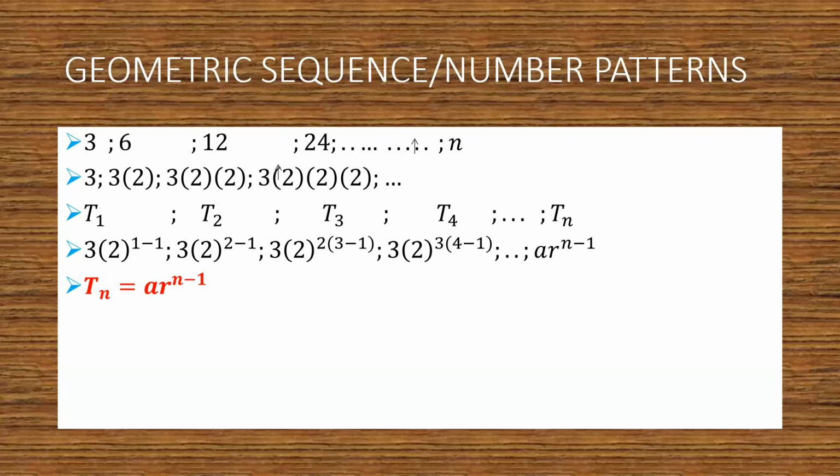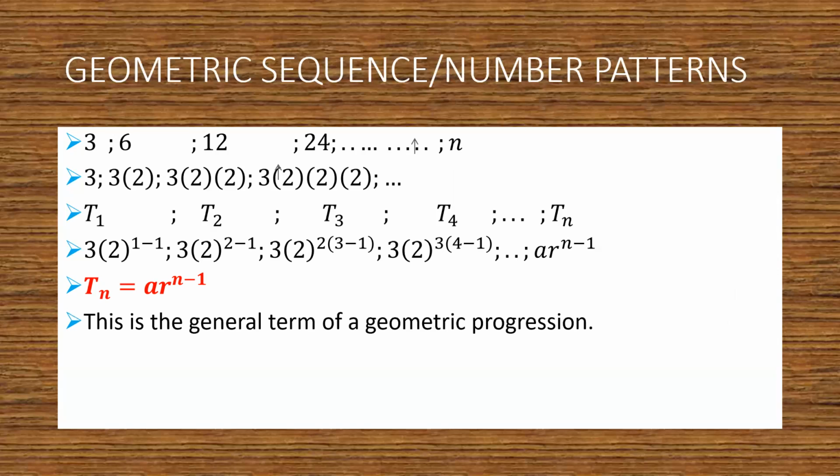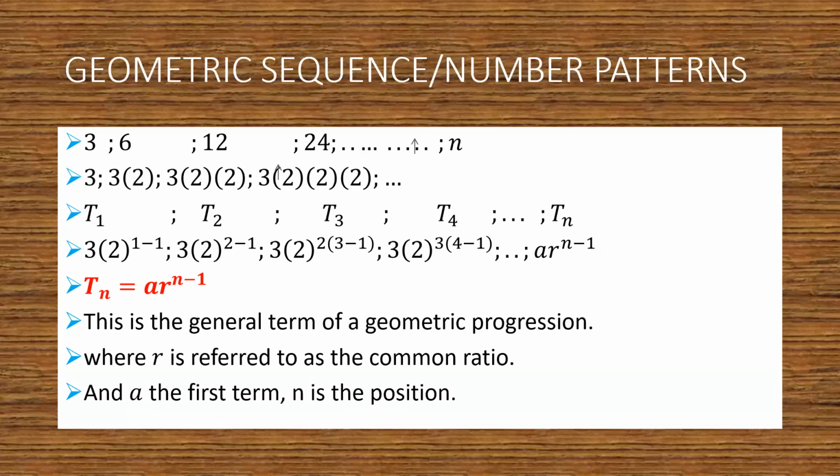In essence, you only need two things to find your general term. You just need the first term and the common ratio. Are we good? Yes. This is the general term of a geometric progression. R is referred to as the common ratio. Are we fine? Yes. And A is the first term. N is the position.